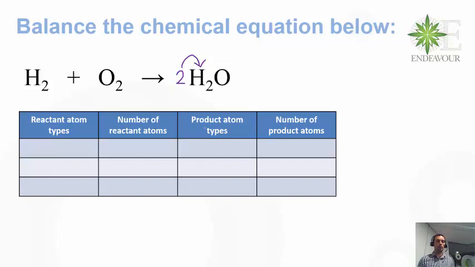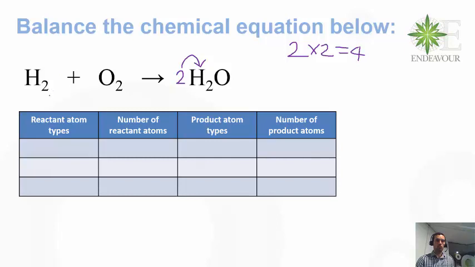By doing that, I've actually increased the number of hydrogen atoms as well, because in each water molecule there's 2 hydrogen atoms. So 2 lots of 2 hydrogen atoms gives us 4. How many hydrogen atoms do we have on the left hand side? H2 tells us that we've got 2. So what is the commonality between 2 and 4? So if you do 2 times 2, that equals 4.